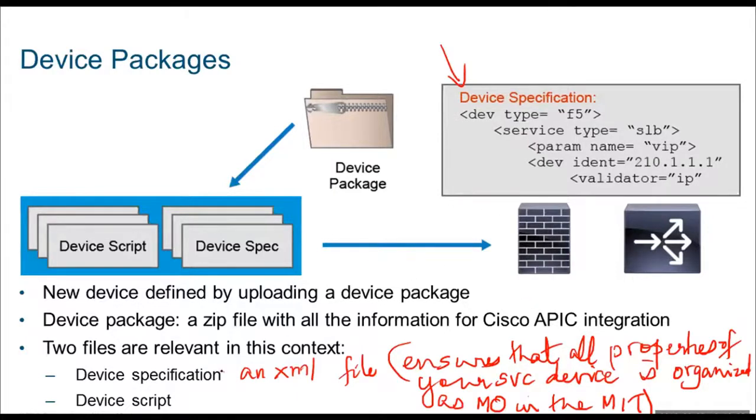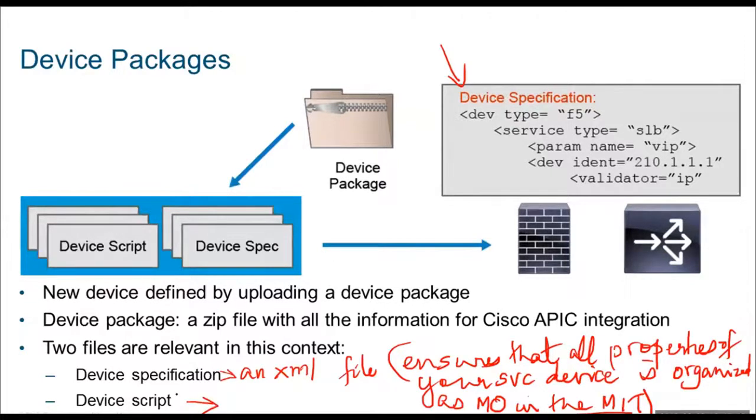So this is very much needed. The APIC has to be able to see the configuration and read operational information. So everything has to be organized somewhere within the tree. That's what this XML file does. It's a branch called mdev. It will fall somewhere within the MIT.